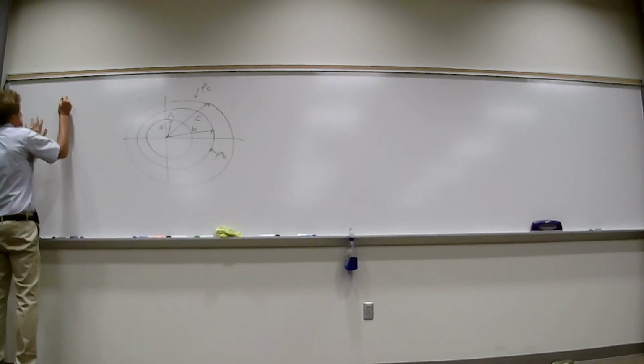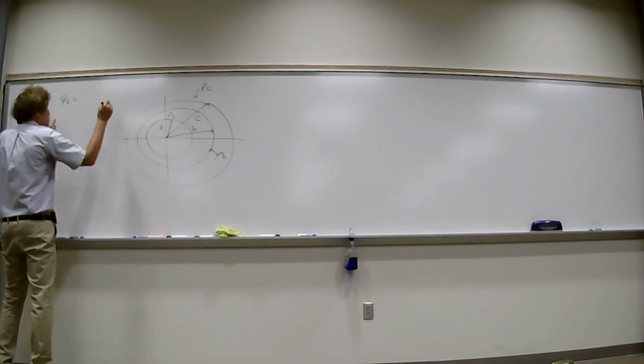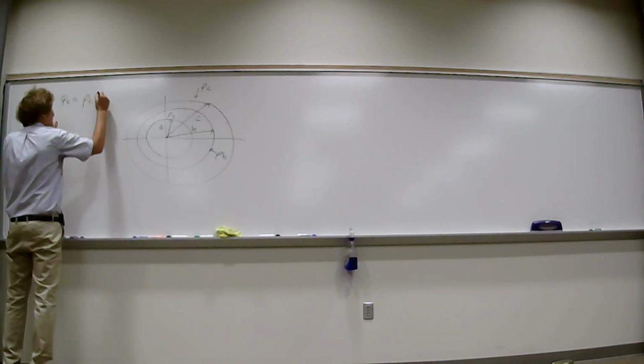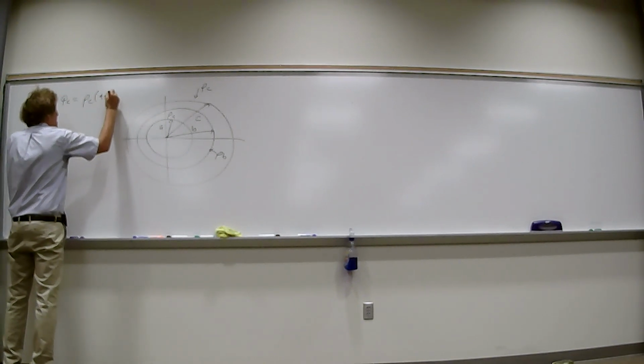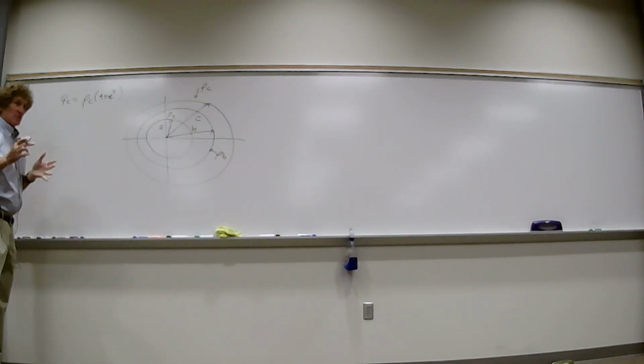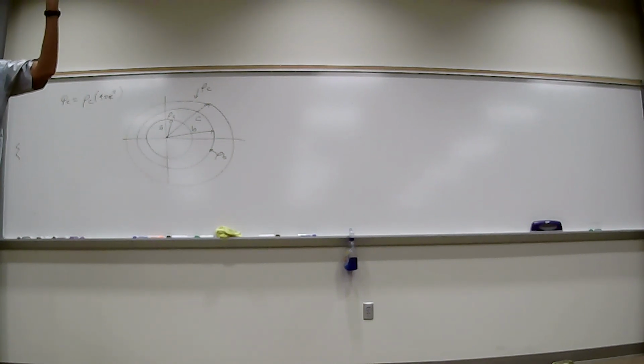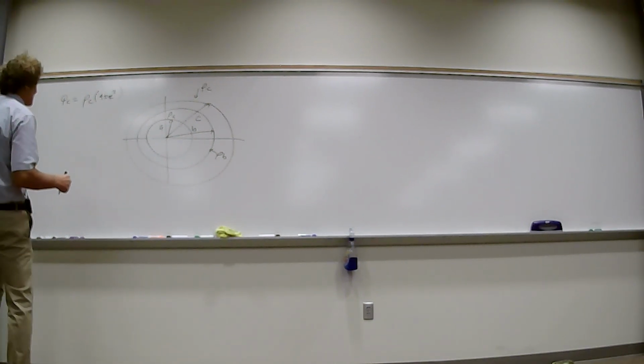I'm going to say the total charge on surface C is just the charge density, rho C, times the surface area, which is 4 pi C squared. Does everybody follow me? The surface area is 4 pi R squared for a sphere. If you're at radius C, that would be the surface area. Surface area times charge density would be total charge. How many got that?